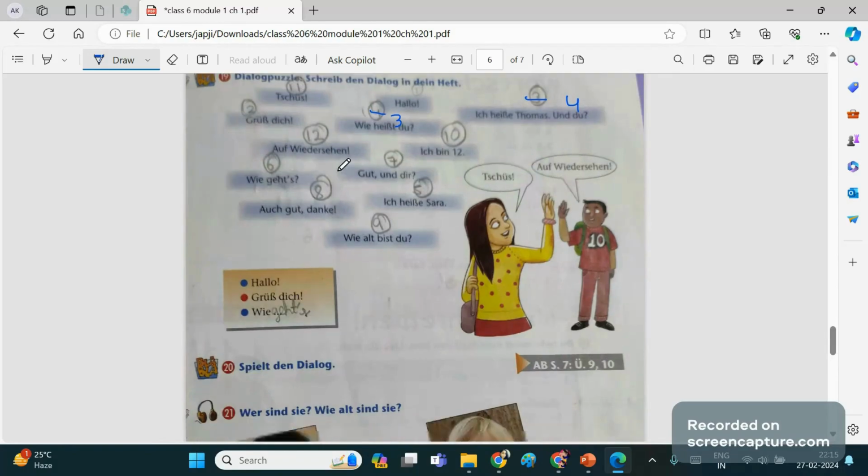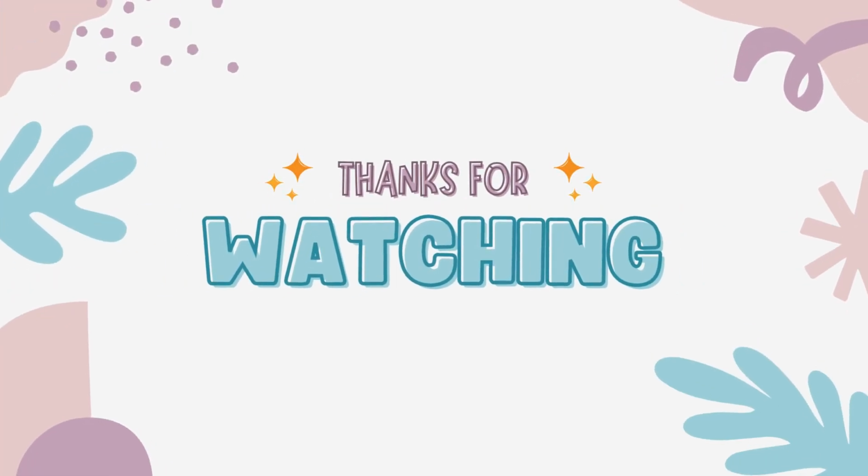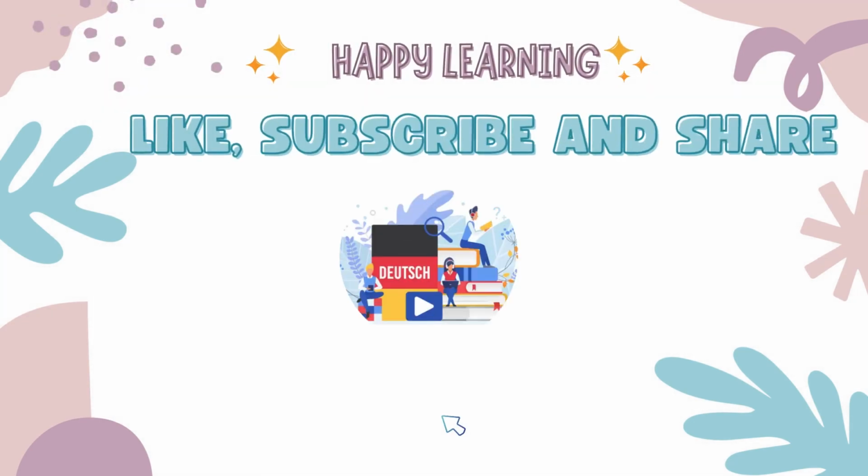So these were the dialogues. You have an email in your book. How you need to go about the email is, see, just the way Ben has written the email, you have to frame the email in that way only, and enclose the email in a box, and at the end you will write "Viele Grüße", which is regards, and "Ben". So this was what the chapter was all about. You can practice questions from the workbook as well.